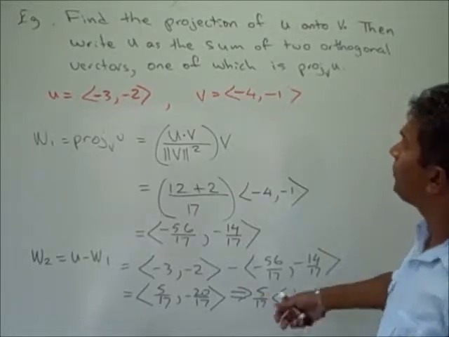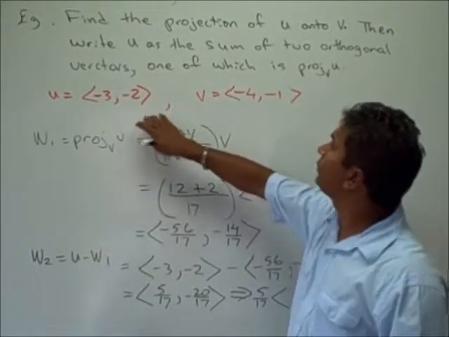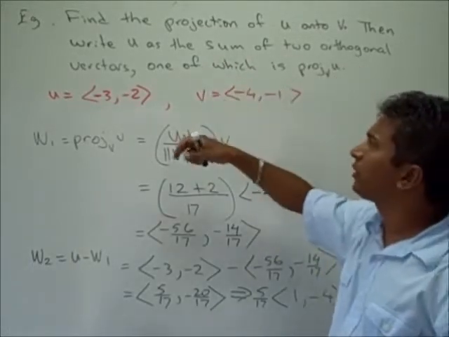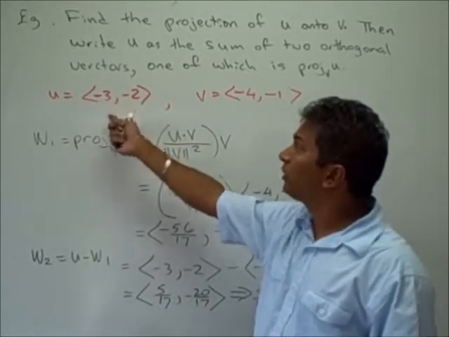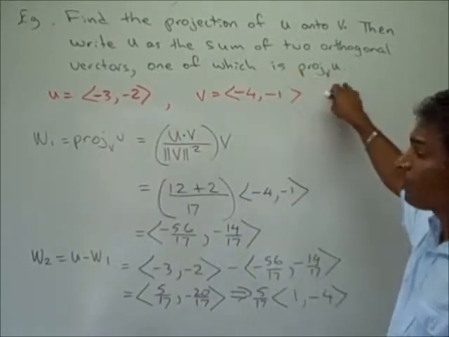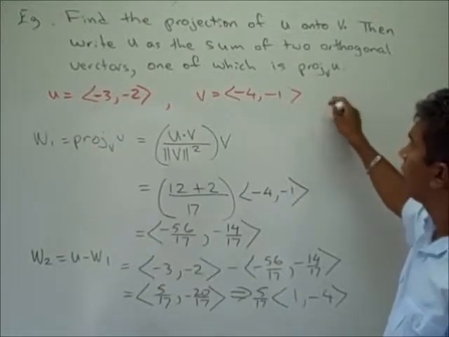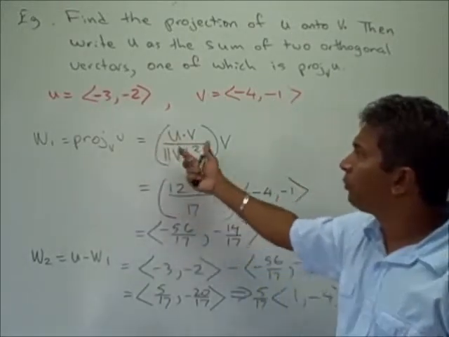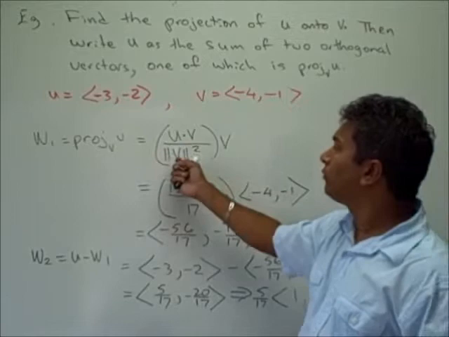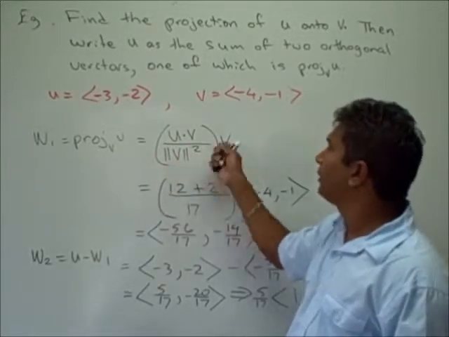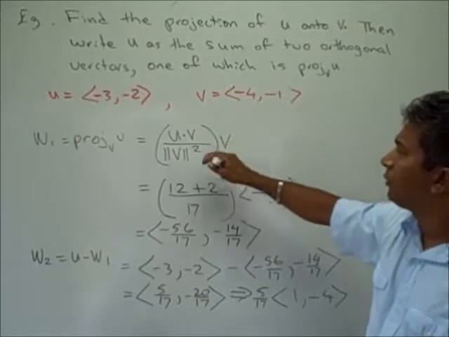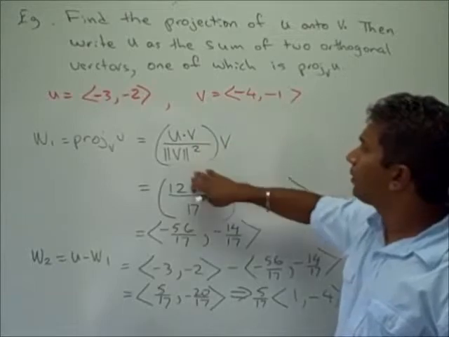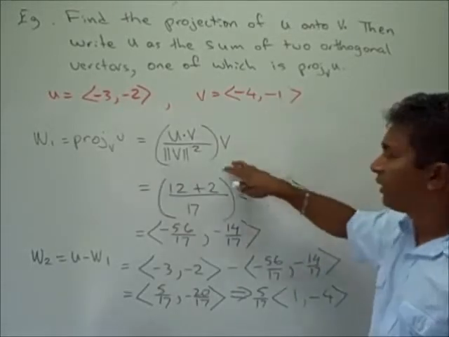So here in this example, we're being asked to find the projection of vector u onto vector v. Then write u as the sum of two orthogonal vectors, w1 and w2, the components of u, one of which is the projection of u onto v. We know the projection of u onto v, that's our w1, is equal to the dot product of u times v all over the magnitude of v squared, times the vector v itself. So to find the dot product of u times v, this is -3 times -4, which is +12, plus -2 times -1, which is 2.